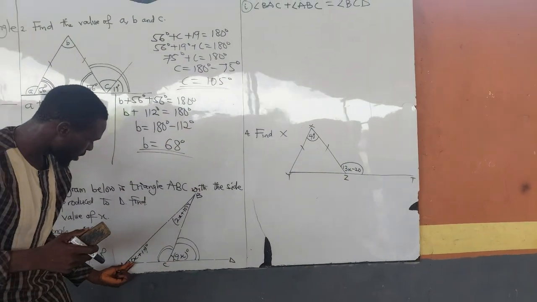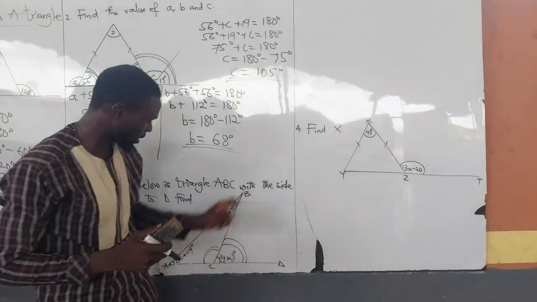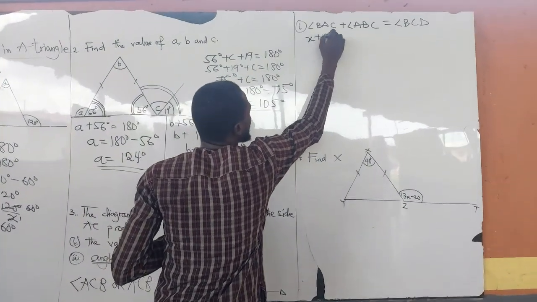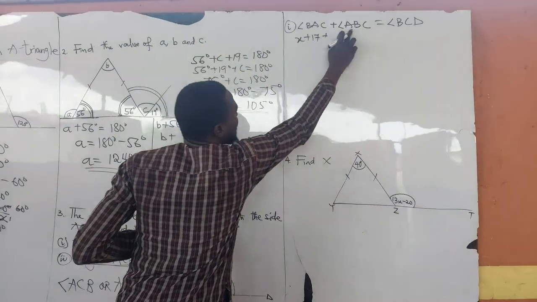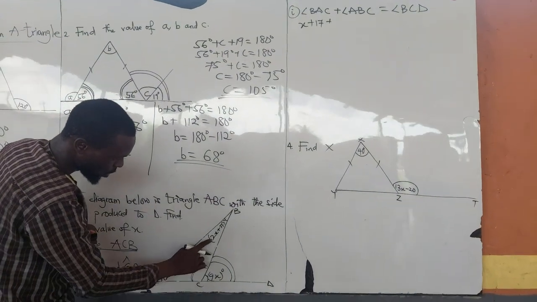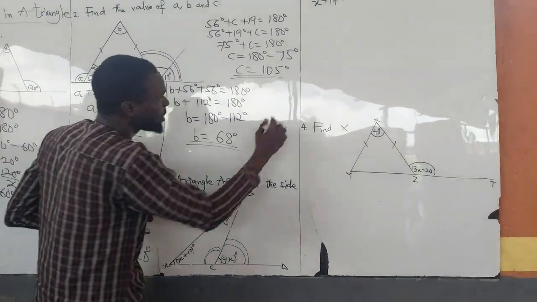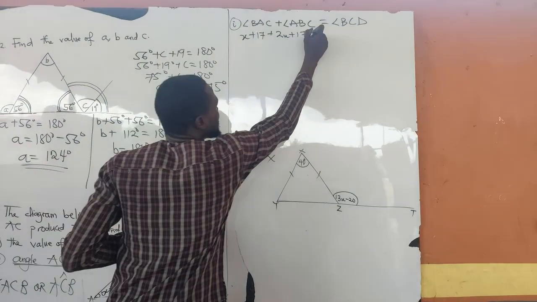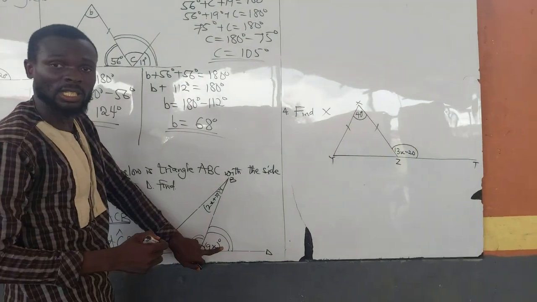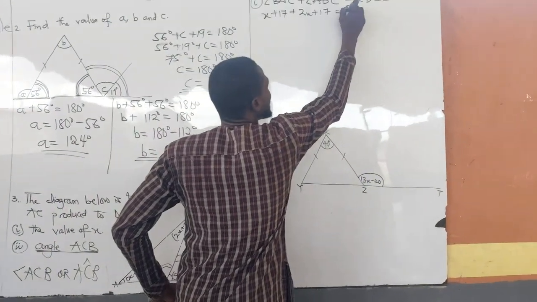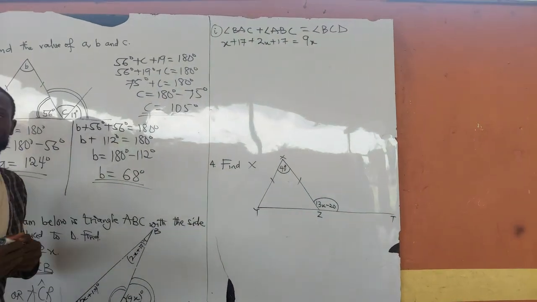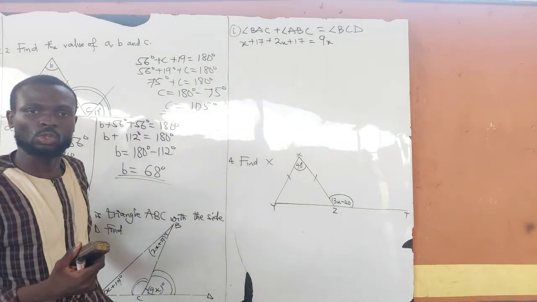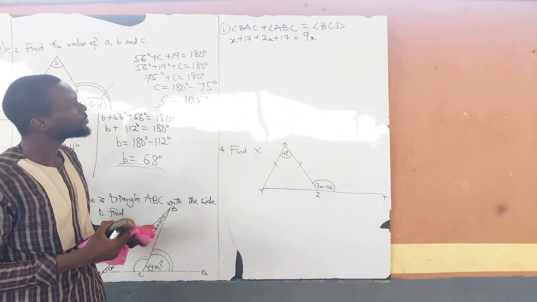So now let's write. What is the angle at A? It is X plus 17. Then plus the angle here. What do we have? We have 2X plus 17. And this is equal to the opposite exterior, which is what? 9X. So this has given you an algebraic expression where you have to solve for X.